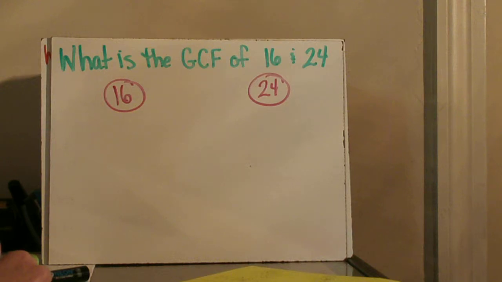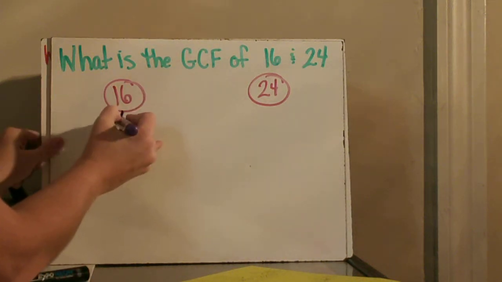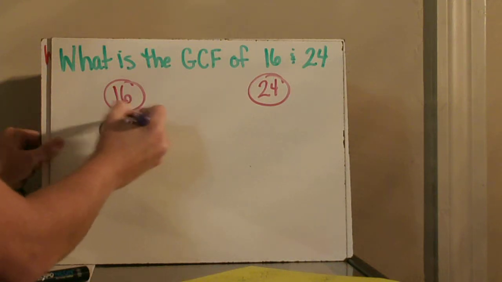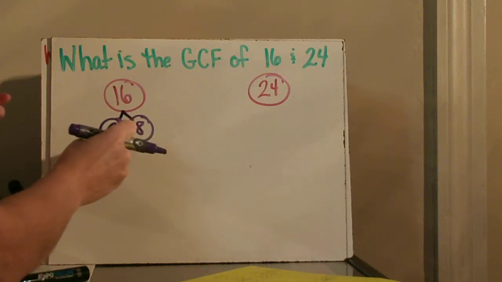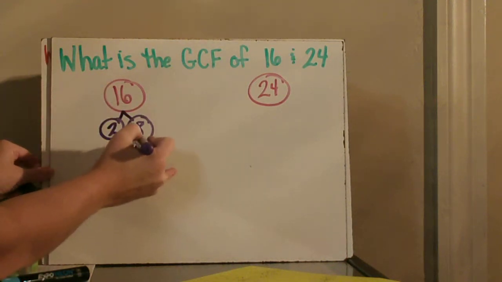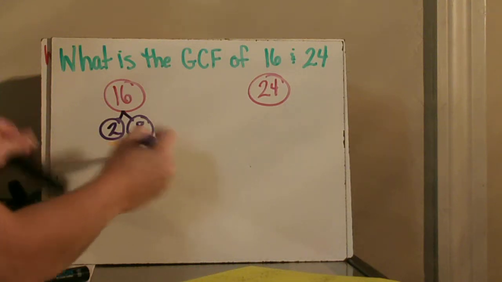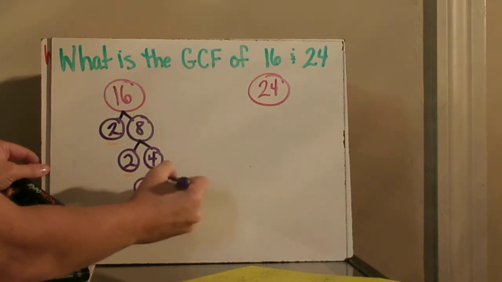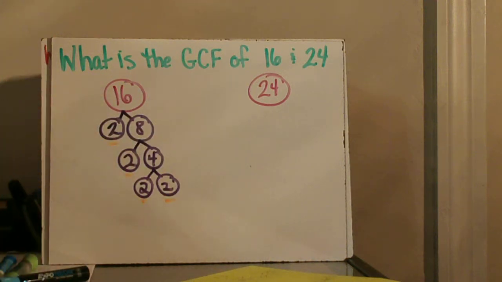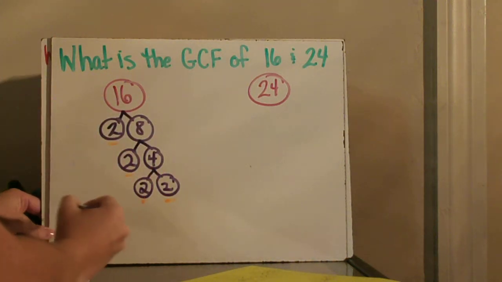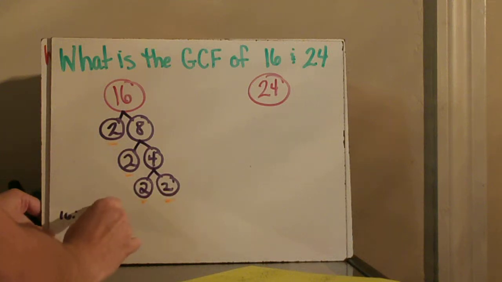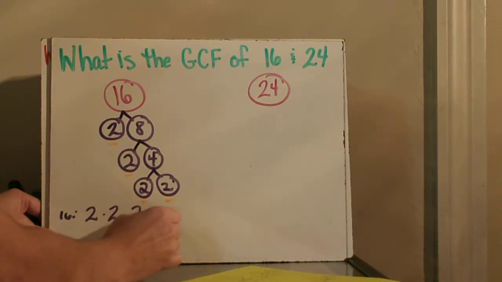What is the GCF of 16 and 24? I'm going to start with 16, finding my prime factors. I know that 2 times 8 is 16, and I have a prime here, so I'm going to stop. 8 is 2 times 4. I have a prime, so I'm going to stop. And then 4 is 2 times 2. So I'm at my primes, and I can stop. Now I'm going to come down here and list my prime factors of 16. So 16 is 2 times 2 times 2 times 2.